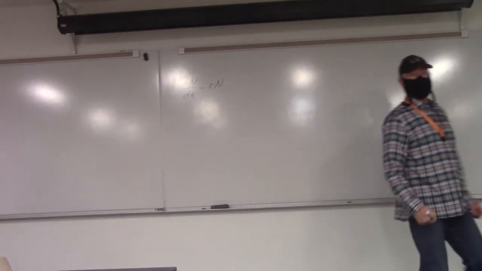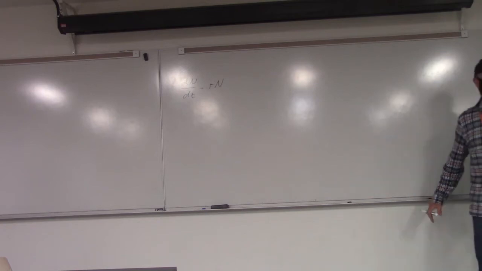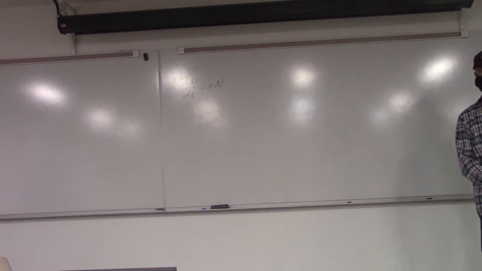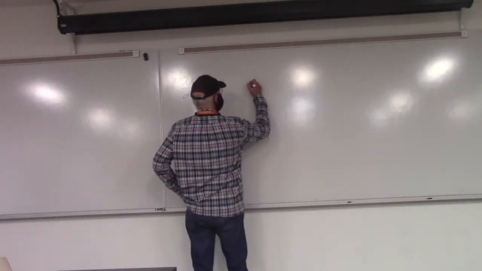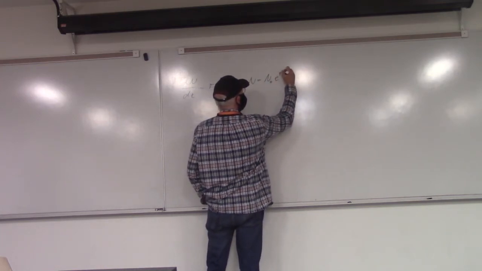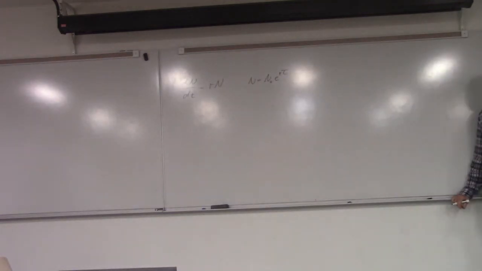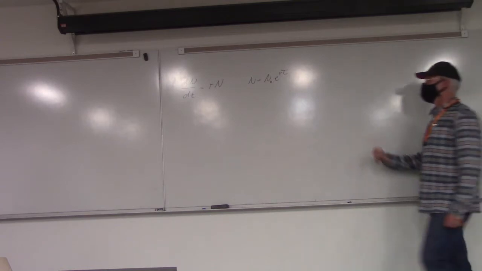The beauty of differential equations, and I suppose this is a relative sort of thing, the beauty from my perspective, is that usually you cannot solve the differential equation. So most differential equations do not have explicit solutions. This one does. The solution to this equation is that N is equal to N sub 0 e to the rt.